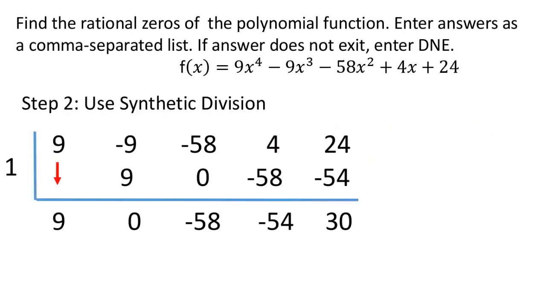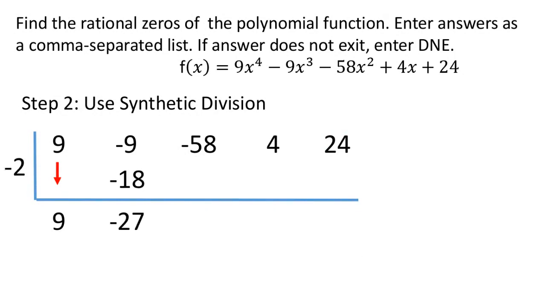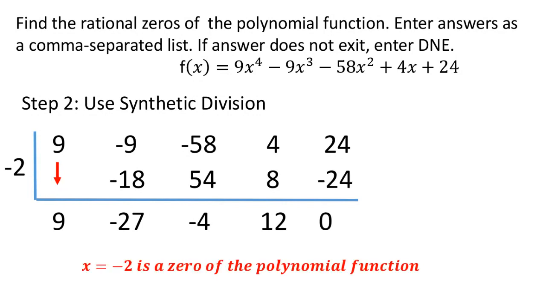So we're gonna pick 1. I like to start with 1. So if we do the synthetic division, it doesn't give me 0. Okay. So we'll try -2. We bring down the 9. 9 times -2 is -18. Plus -9 gives me -27 times a -2 gives me a 54 plus a -58 gives me a -4 times a -2. That would give me a positive 8 plus 4 is 12 times a -2 gives me -24, which is our 0. So that tells me that x equals -2 is a 0.